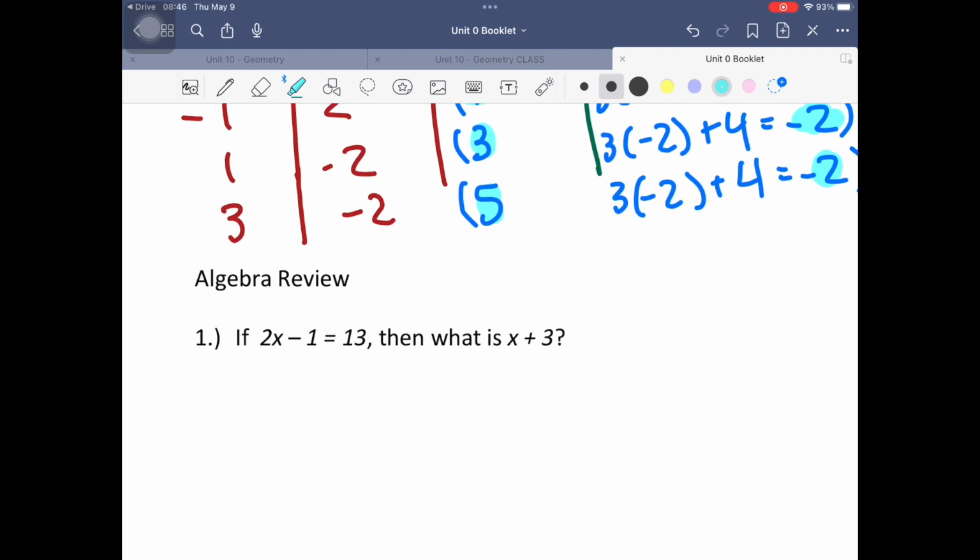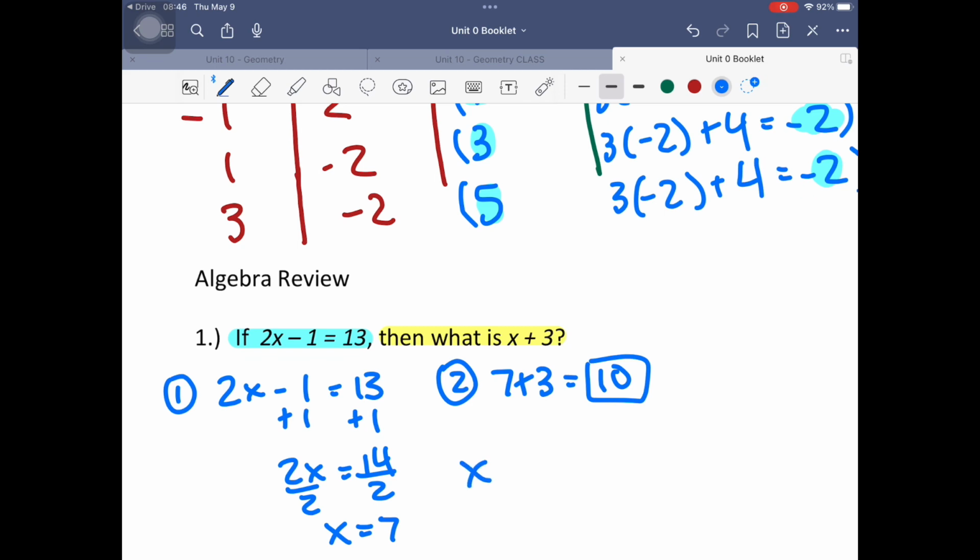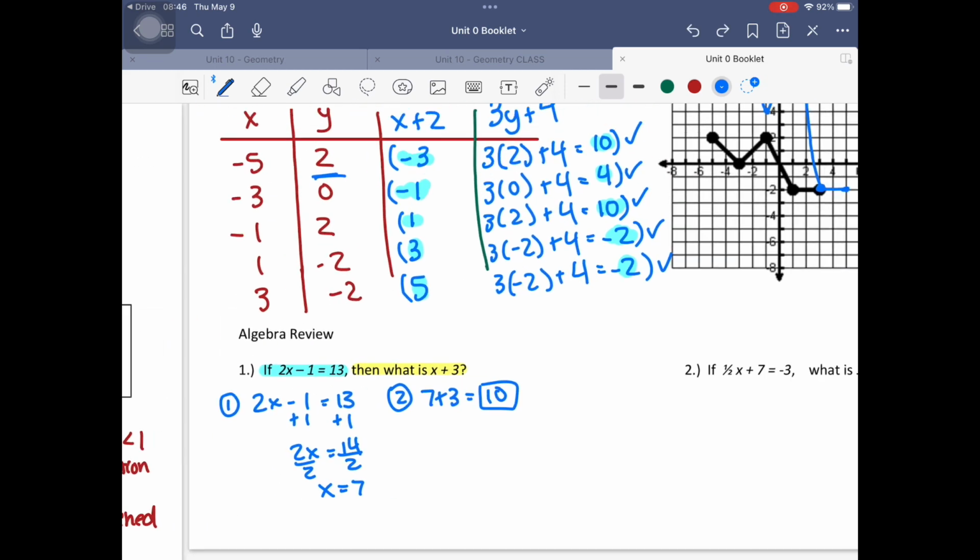This right here is just some algebraic review. The first thing that you have to do is solve for x. So 2x minus 1 is equal to 13. Add 1 to both sides: 2x is equal to 14. Divide by 2: x is 7. Now this is the second part right here. What is x plus 3? Seven plus 3 is 10. So 10 would be your answer. Just a little bit of algebra review.